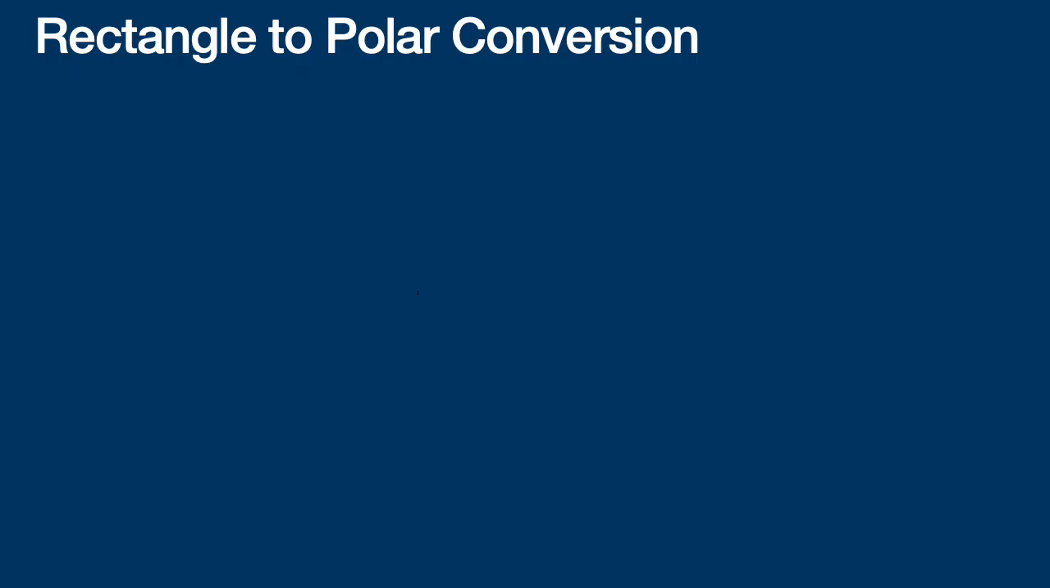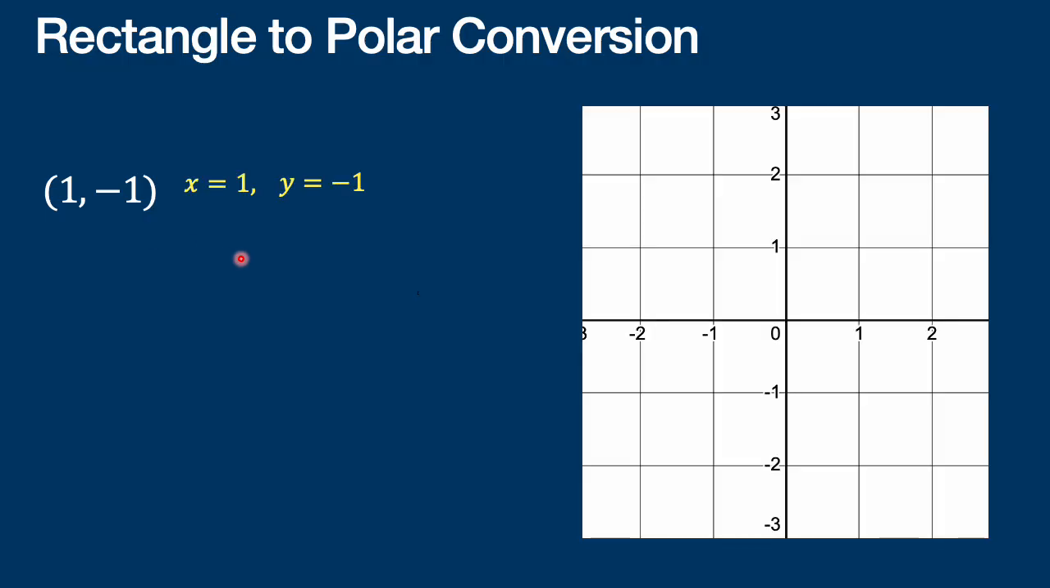Here is example 4, rectangular coordinate to polar conversion. We have the rectangular coordinate (1, -1), which means x equals 1, y equals -1. So x equals 1, y equals -1 is this point. How are we going to find r and theta? r represents this distance, theta is the angle, right? r is the square root of x squared plus y squared. Theta is, let's say, tangent theta equals y over x.